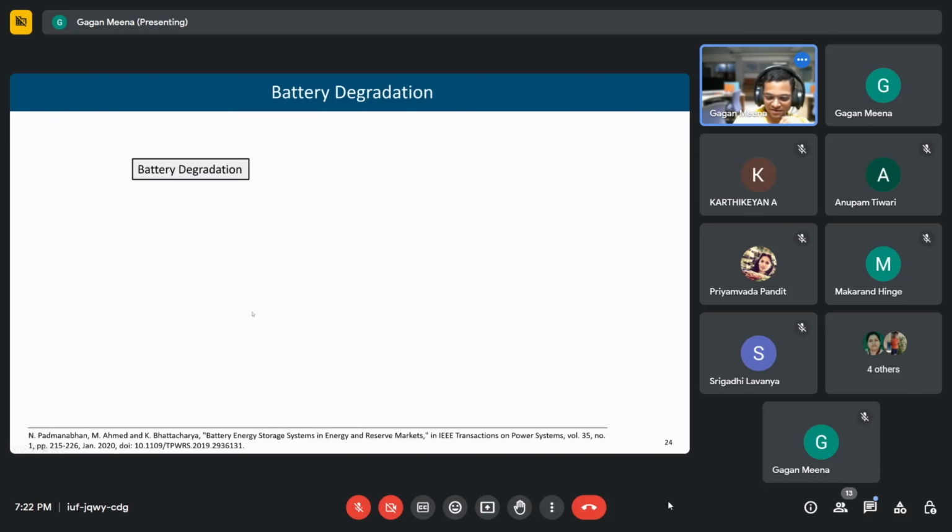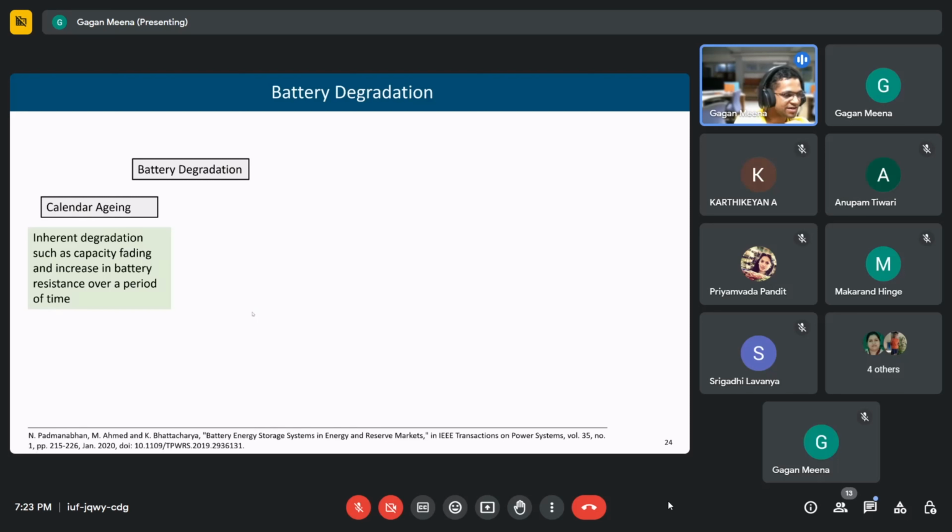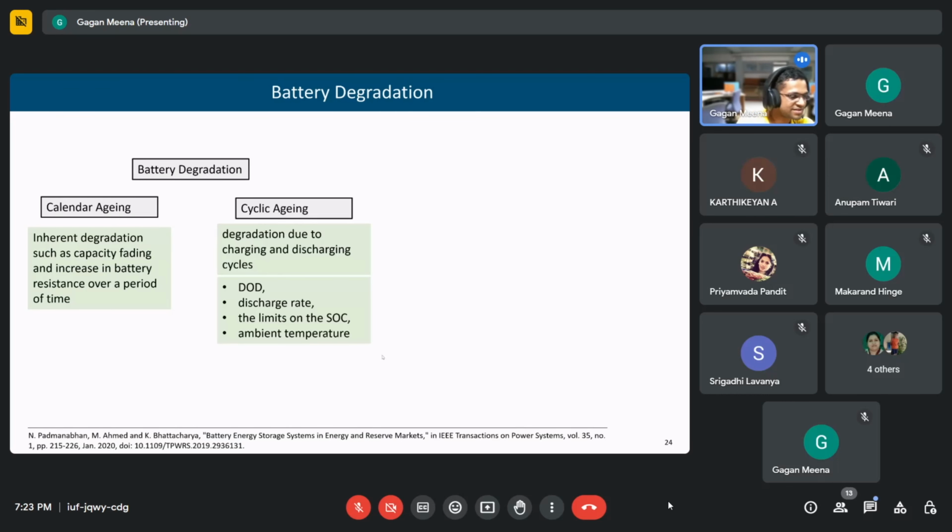So we'll see here. Battery degradation is of two types. One is calendar aging. That's inherent degradation, which is capacity fading and increase in battery resistance over a period of time. It will happen even if you don't do anything. Second is cyclic aging. It is due to charging and discharging cycling. With every charging and discharging cycle, there is degradation of the battery. If we do more frequent charging and discharging cycles, the life will reduce. And it depends upon depth of discharge, rate, limits on SOC and ambient temperature.